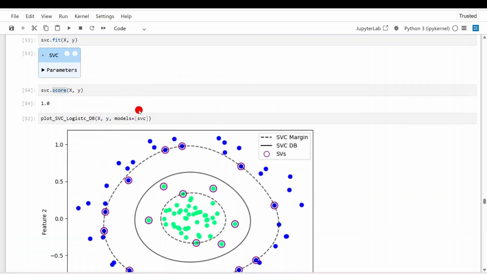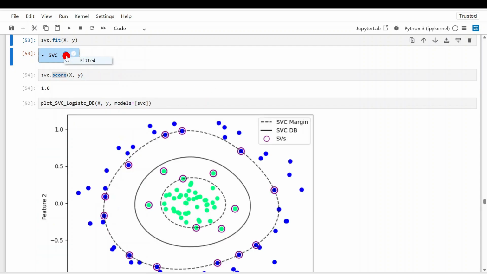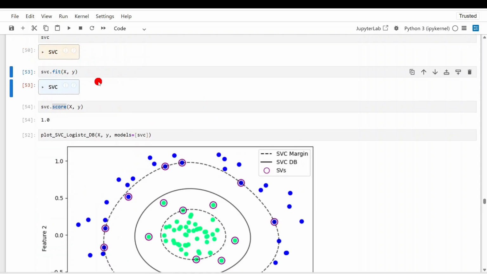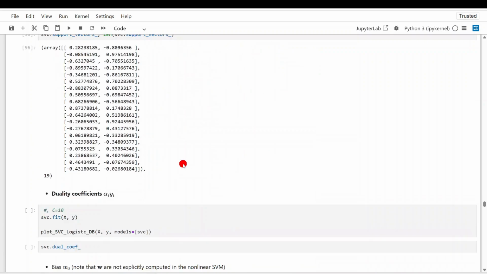So here by default we have used a regularization hyperparameter of 1. Let's change this, or specifically let's increase it, and let's see the difference in the decision boundary of separating these green and blue points.